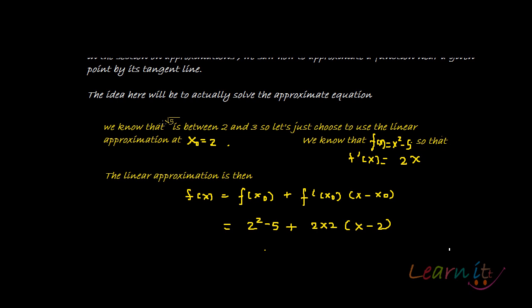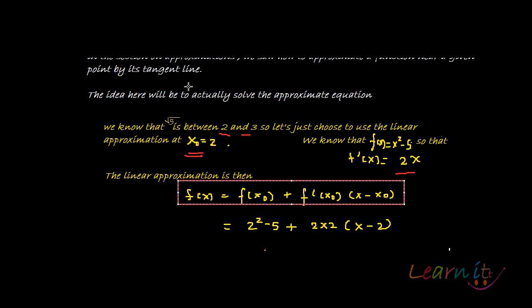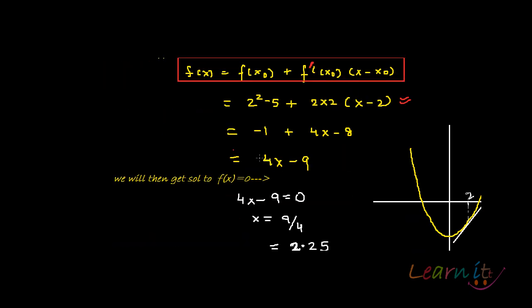Now we know that root 5 is somewhere between 2 and 3. So let's choose to use the linear approximation at, say, x0 = 2. The function is x² - 5, so what will be f'(x)? 2x. Linear approximation told us that f(x) near x0 is approximately f(x0) + f'(x0)(x - x0). Let us apply this knowledge. Taking x0 as 2, I get (2² - 5) + (2·2)(x - 2), which gives me 4x - 9.